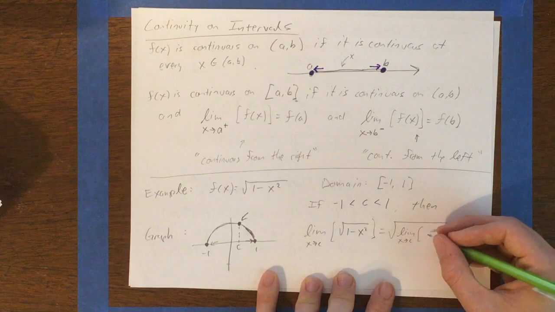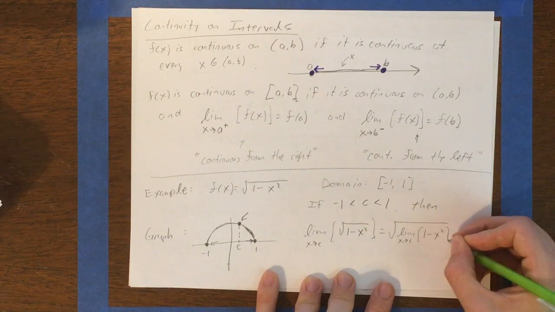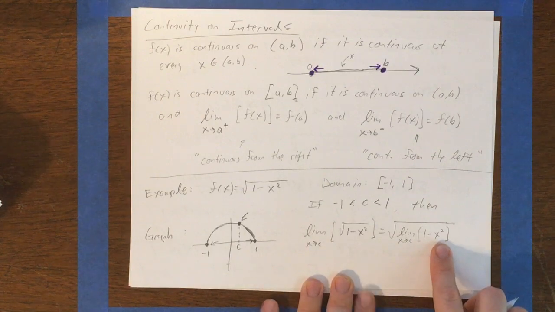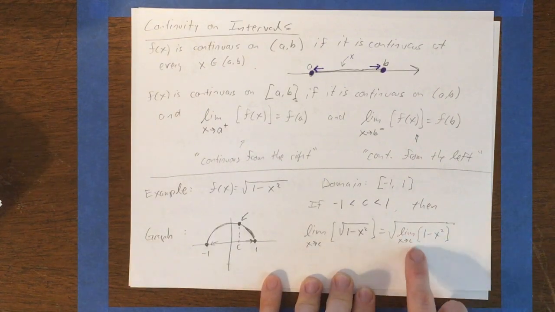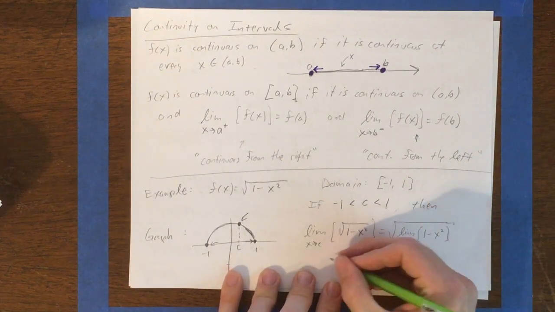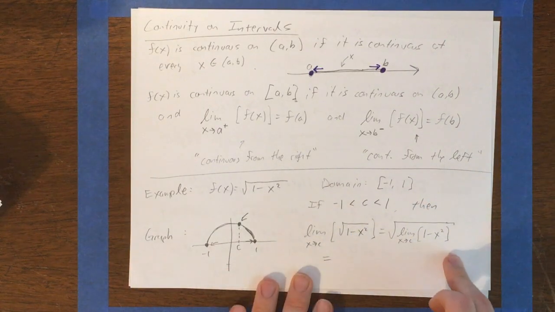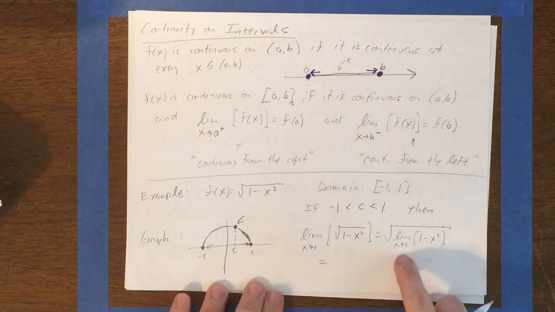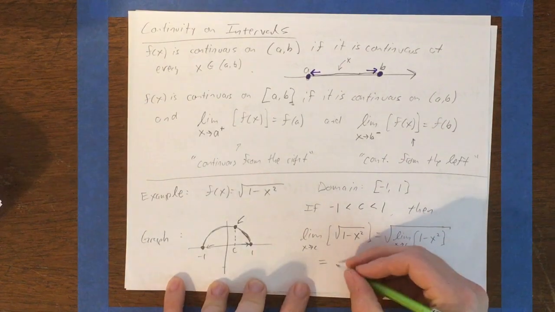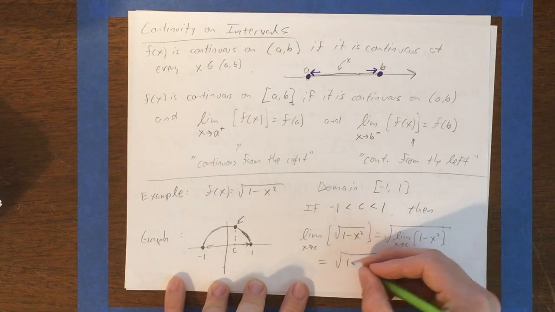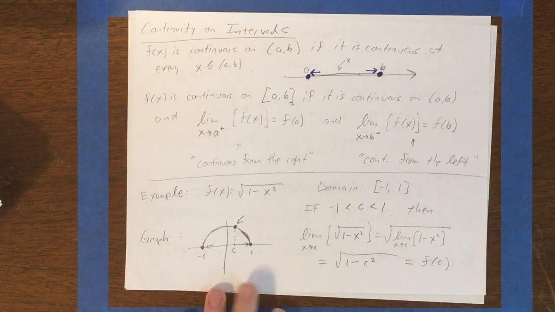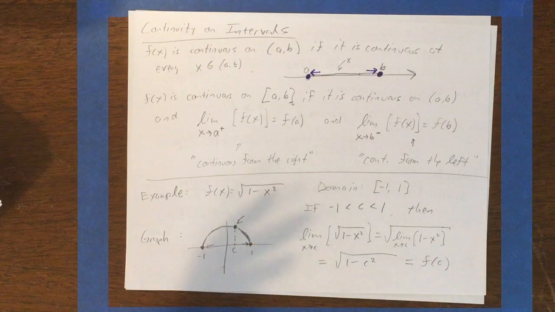This is only in certain circumstances, but this function is going to work because that limit is going to exist. The limit as x approaches c of 1 minus x squared can be evaluated because 1 minus x squared is a polynomial. It's going to be equal to its function value, so we can just take the c and stick it in there. So this would be the square root of 1 minus c squared, and that actually equals f of c. So that's showing that it is continuous there.